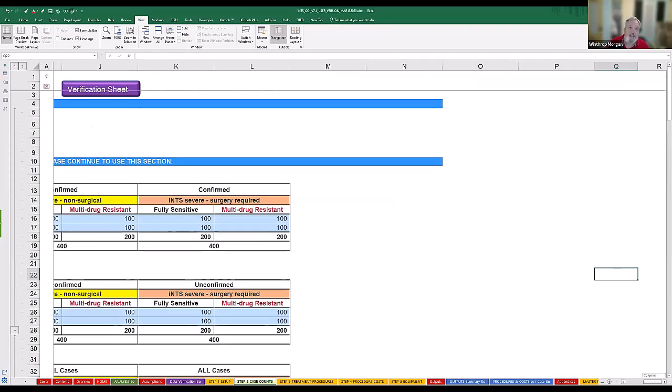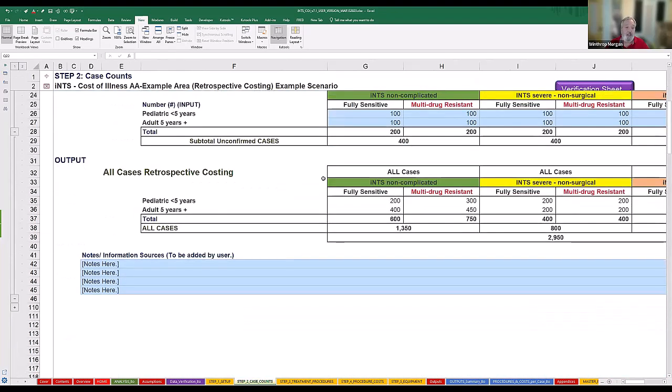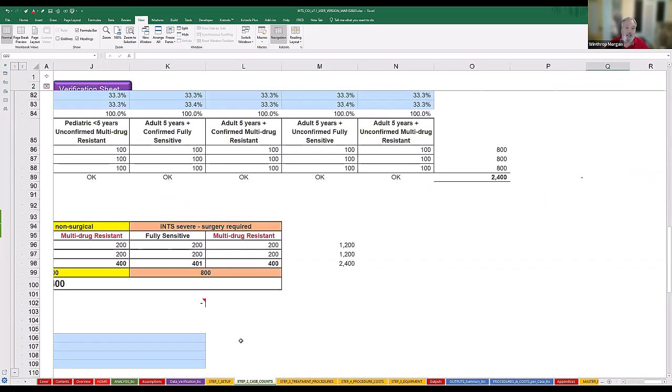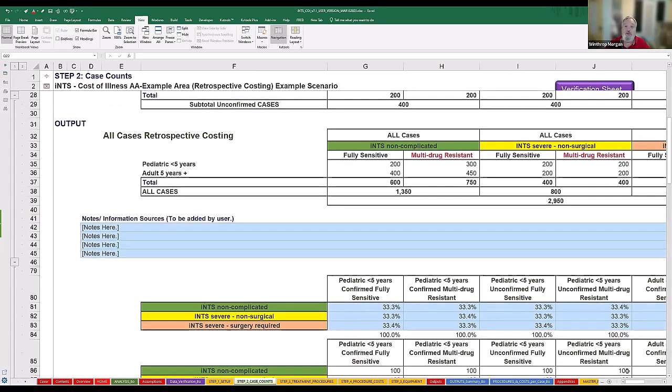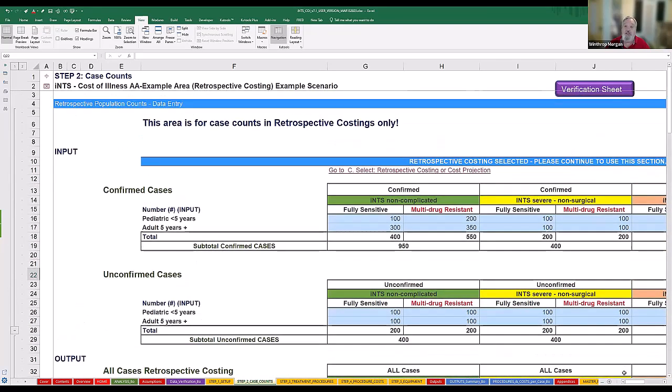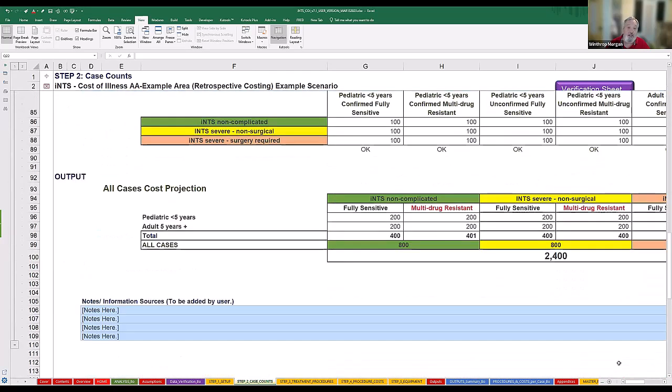In this case, if I were doing a retrospective, I would say these are the number of cases. But if I were doing it as a prospective case study, then what I would do is I'd say, okay, well, this is the number of cases that we're going to assume that we have, right? Let me get here, right here, okay?